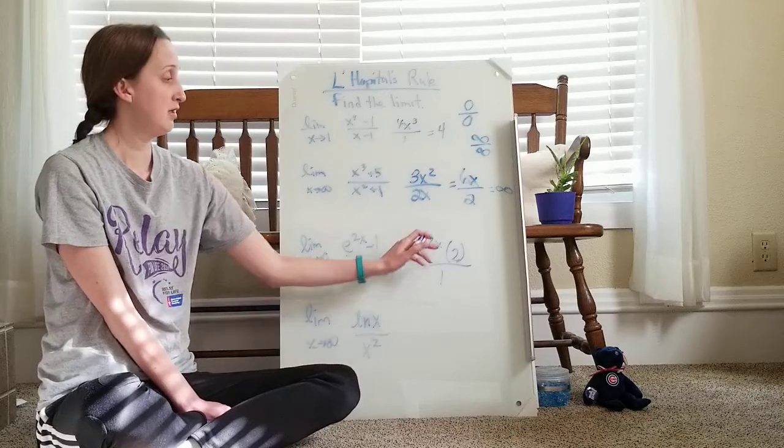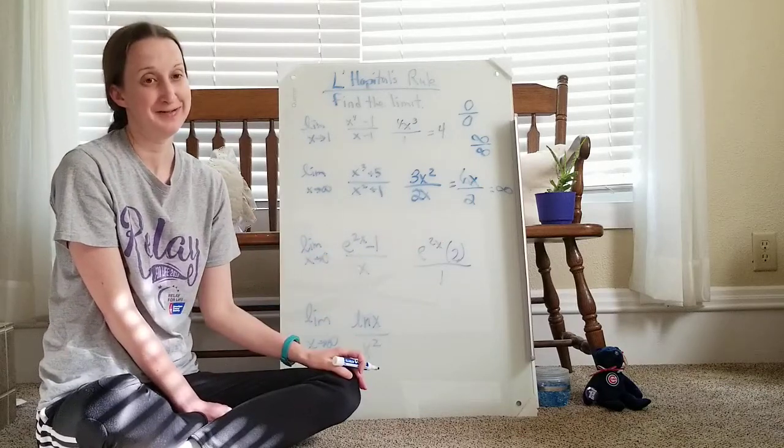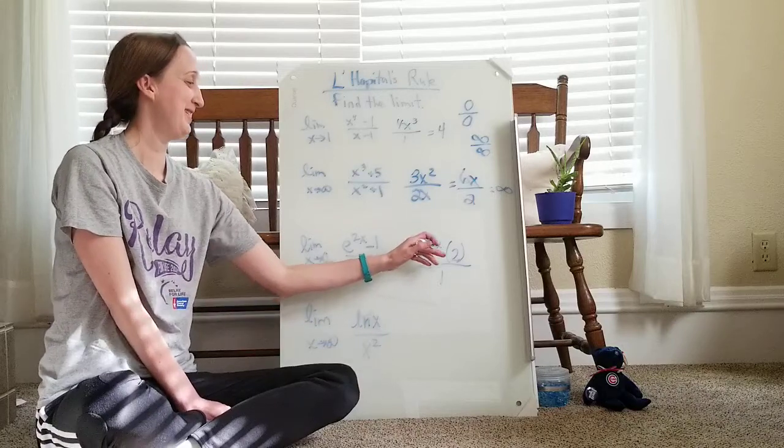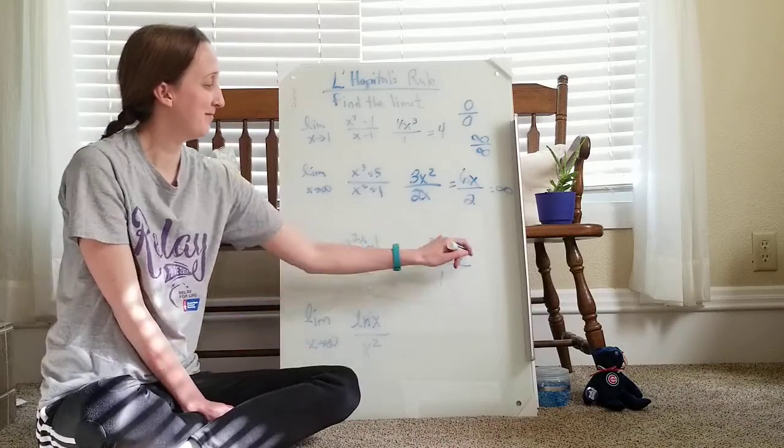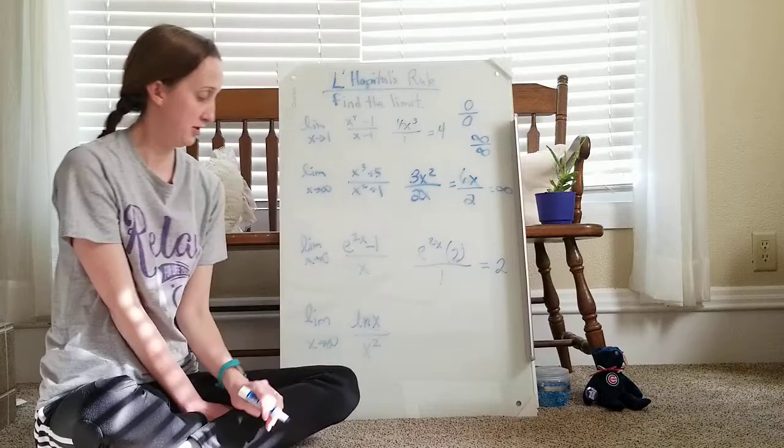Substitute in the 0. 2 times 0 is 0. e to the 0 is 1, times 2. It looks like our limit will be 2.